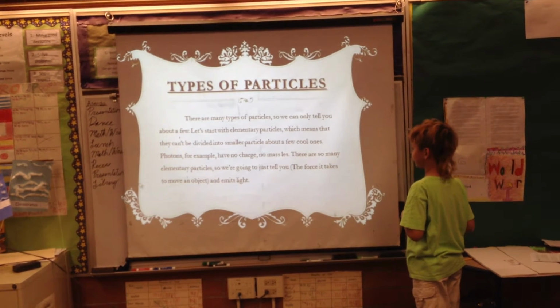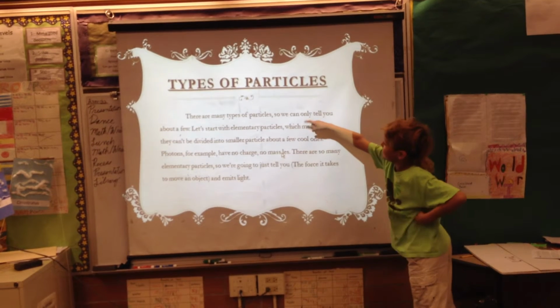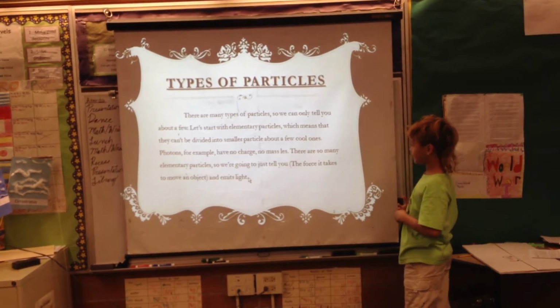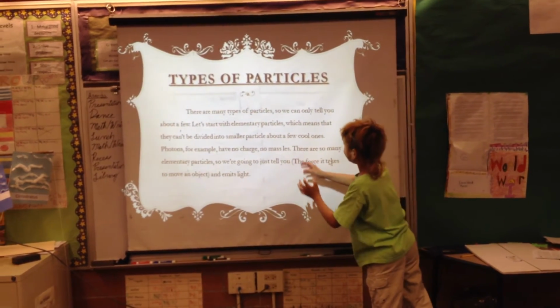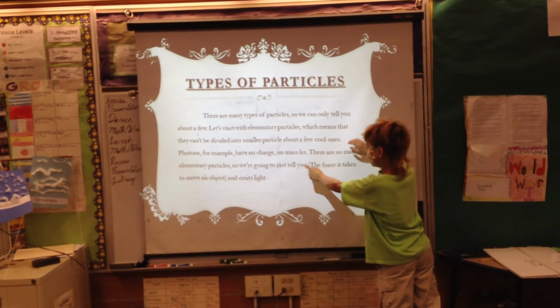This part of the sentence down here is supposed to go up after photon. Yeah, no, it was supposed to go up here. I think it was supposed to come after photon. Well, part of it, because there are so many elementary particles, we're just going to tell you about a few. Yeah. Married is like the verb.